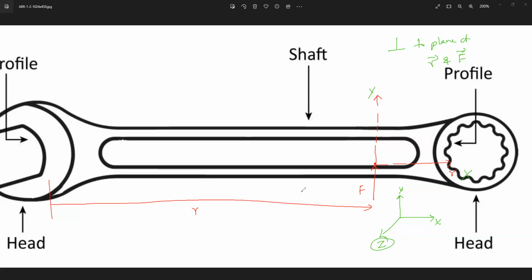Please remember, make sure you complete this up to here. Now move your right hand. Put your right hand thumb rule, put your 4 fingers here. Now you move from R cross F. Now tell me what is the direction of torque? Are you moving anti-clockwise or clockwise? Anti-clockwise.